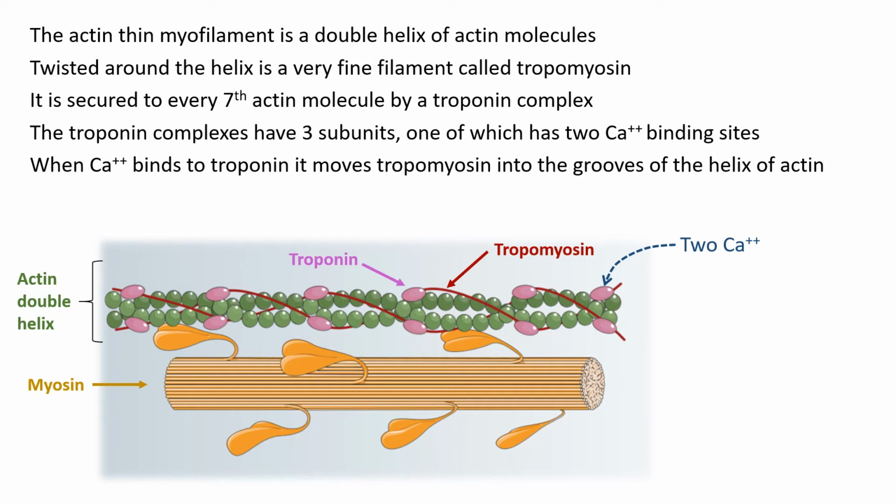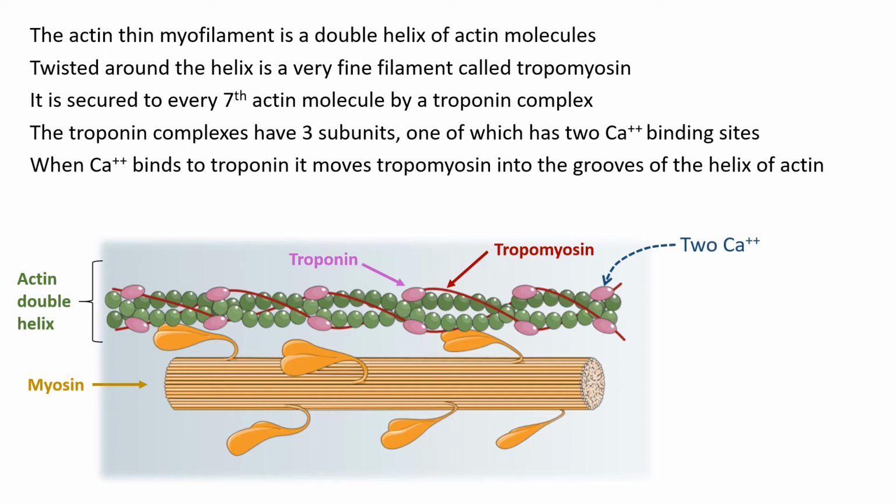As I said, the troponin complexes have 3 subunits. One of these subunits has 2 calcium binding sites, Ca++. Calcium is a double cation. And remember, when we're writing this, we always use the symbol Ca++. Otherwise, you would have to write calcium double cation. And no one wants to have to do that. You may see it written as Ca2+, and that's perfectly correct too.